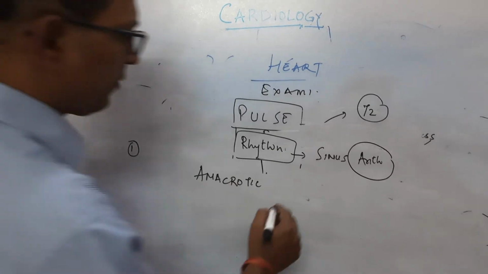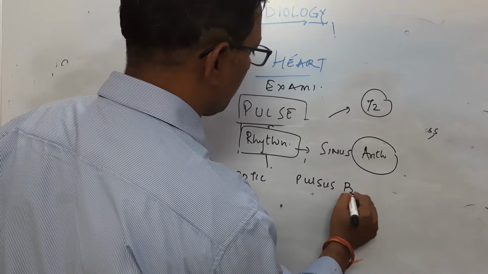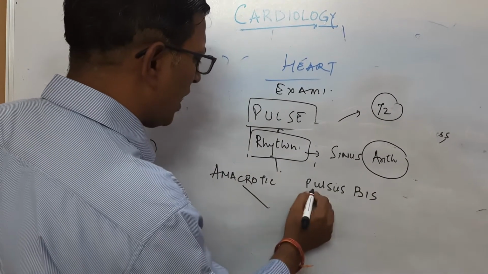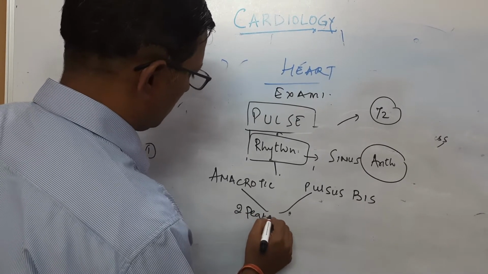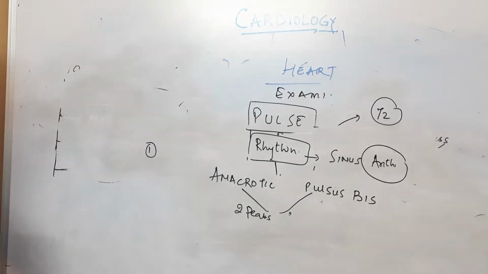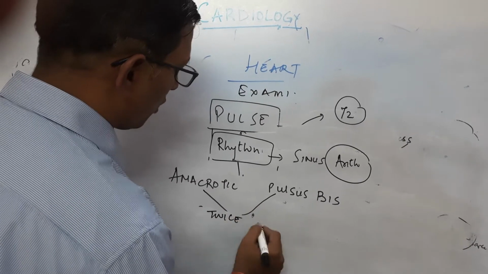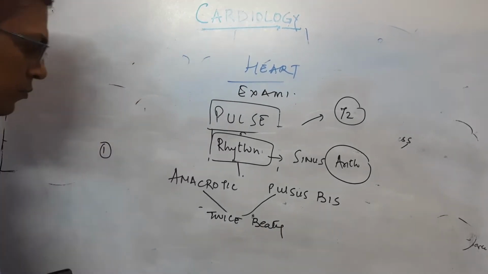Pulsus bisferiens. We start with pulsus bisferiens and anacrotic pulse. Both the pulses have two peaks, two beats. It is disturbing. Somebody is there. Please switch on systole in both of them. Twice beating pulse in systole.